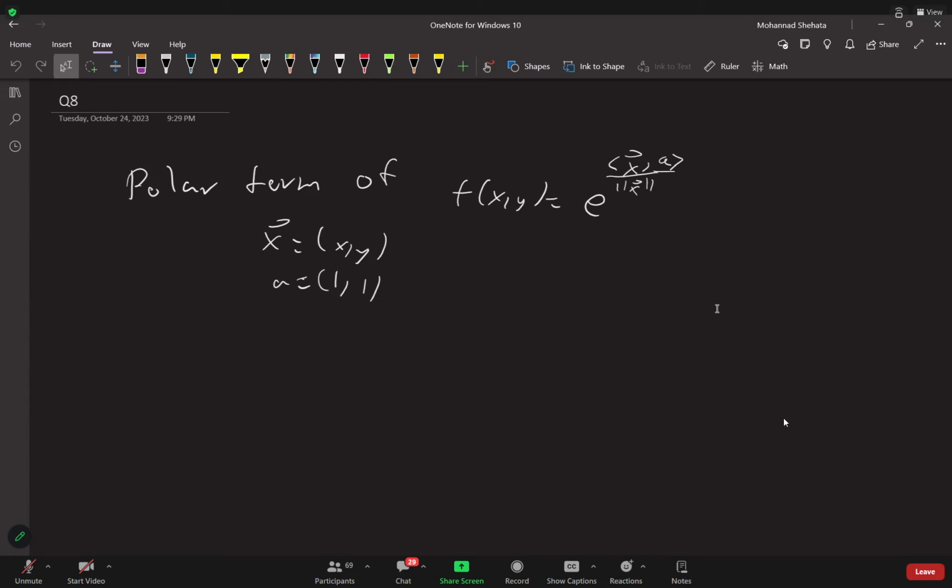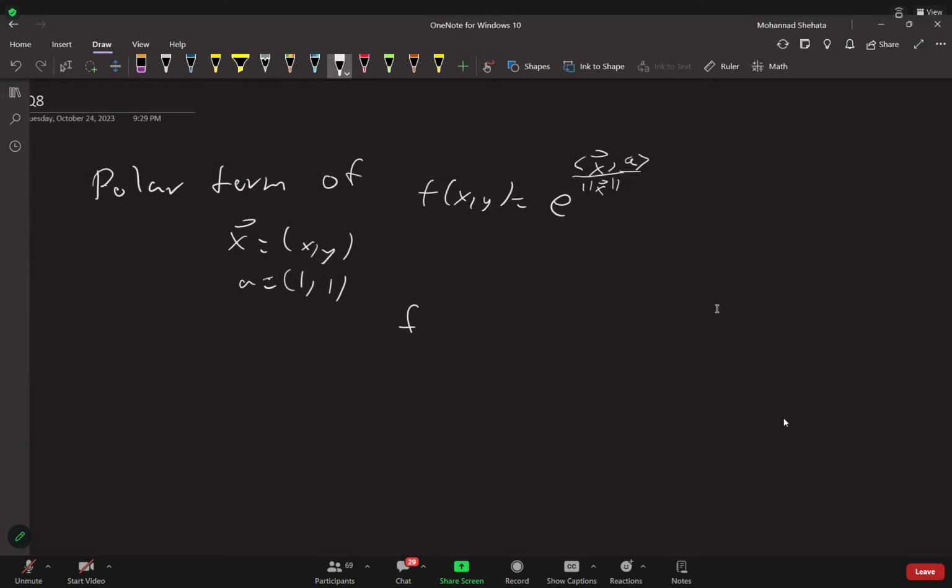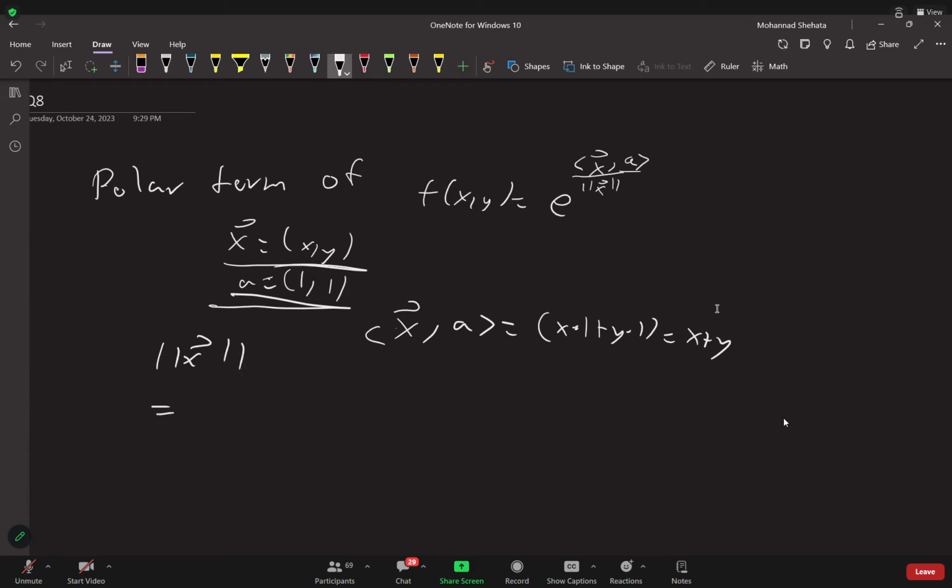Now, how would I write this in polar form? Well, it should be simple. This one is the inner product. So the inner product of x and a would be just x times 1 plus y times 1, which is x plus y, since a is equal to (1, 1) and x is equal to (x, y). And again, this is equal to the square root of x squared plus y squared.